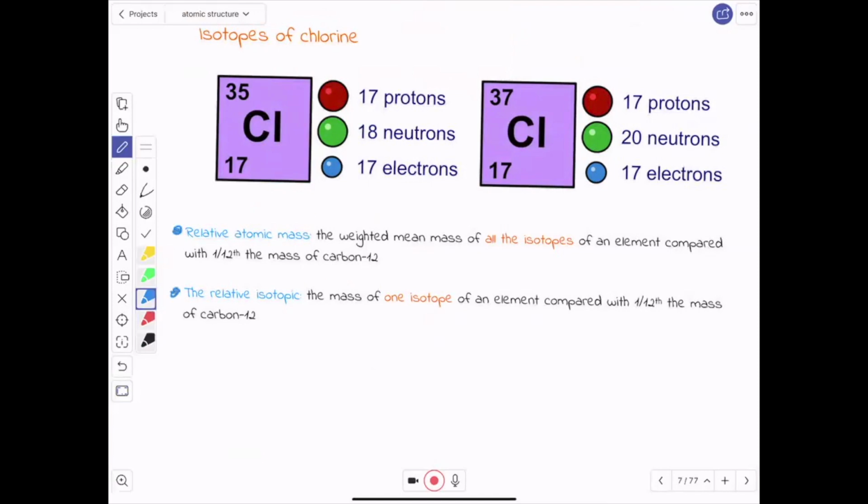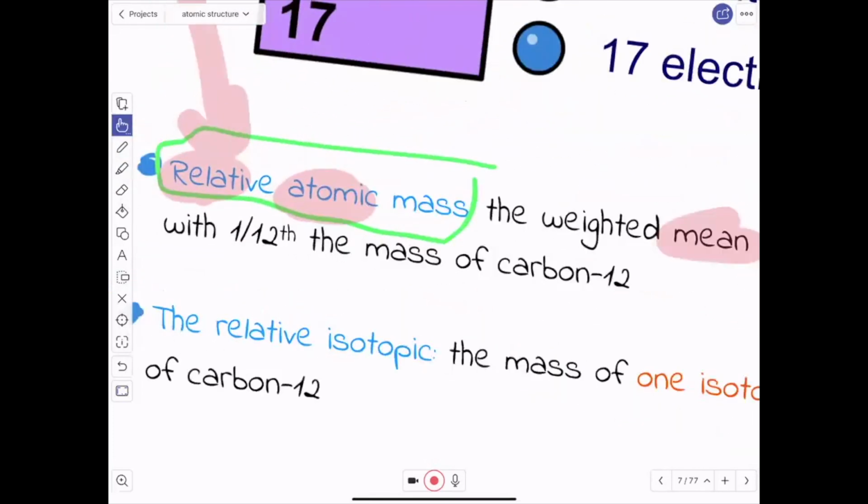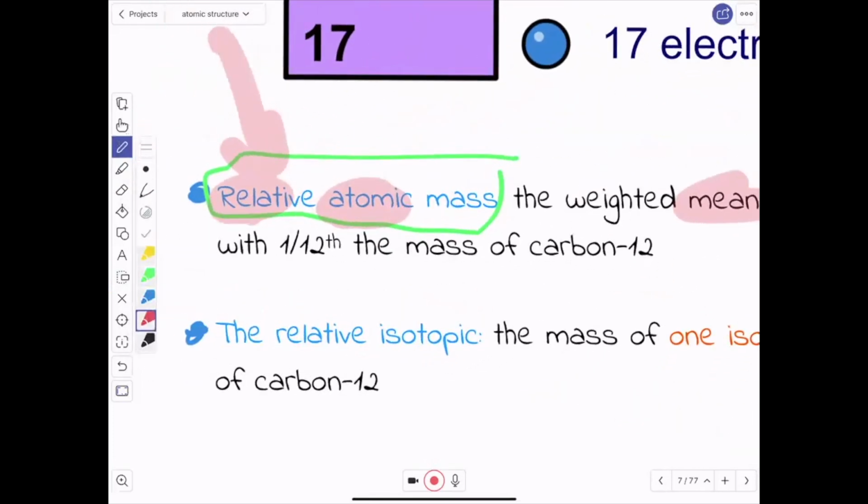There are two definitions. One of them is relative atomic mass. What does relative atomic mass mean? I'll stress here on atomic. This is the mean or the average of all isotopes. Now, since it starts with the word relative, this means I have to use a reference. What's this reference we always use in chemistry? Our reference is carbon 12.